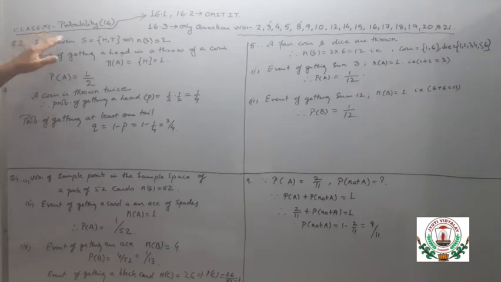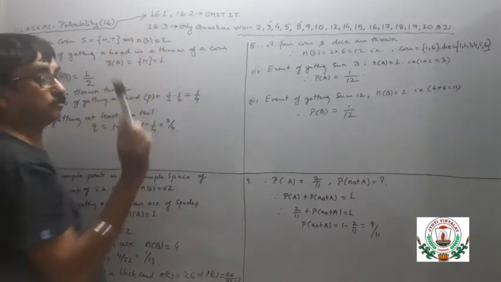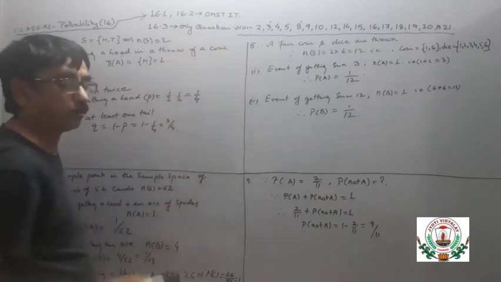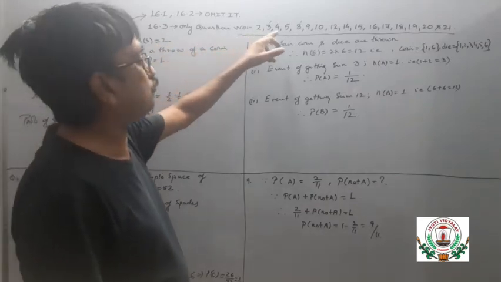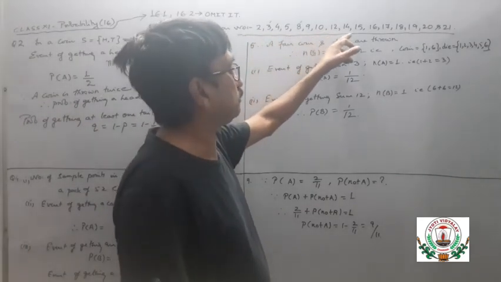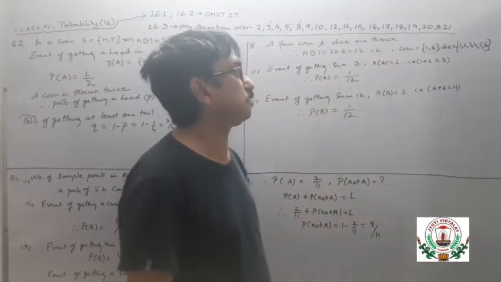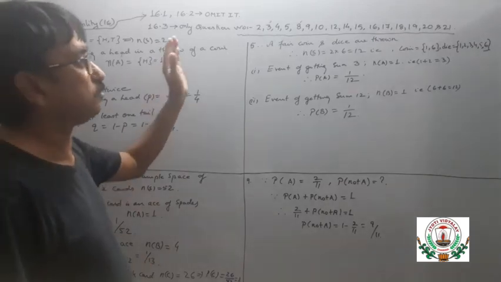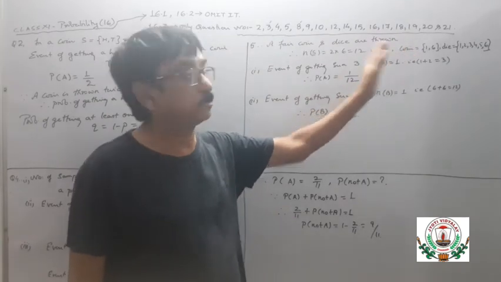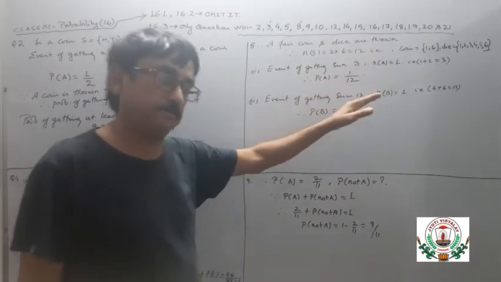In class 11 probability I am deleting some of the questions myself. 16.1 exercise no need of solving, 16.2 no need of solving, omitted. 16.3 these questions 2, 3, 4, 5, 8, 9, 10, 12, 14, 15, 16, 17, 18, 19, 20 and 21. Only these questions will be solved in your fair notebook, and whatever questions I will ask in the exam, will be from these questions only or related to this type of questions only.